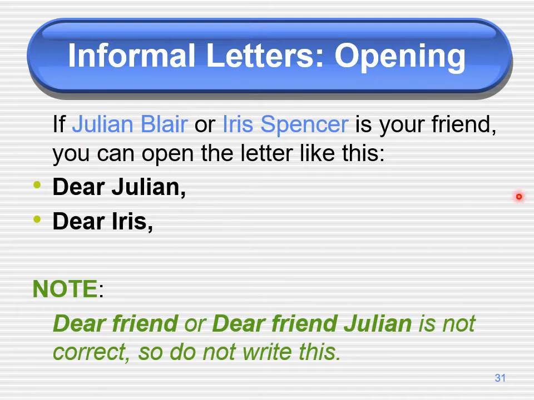Informal letters. If Julian Blair or Iris Spencer is your friend, you can open the letter like this: Dear Julian, Dear Iris. Now Mr., Miss, or Ms. is gone. So straight away, Dear, and then the first name: Dear Julian, Dear Iris. This is how you write. You can also say Hi Julian, Hey Julian, Hey Iris. Dear friend or Dear friend Julian is not the correct option, so do not write this.